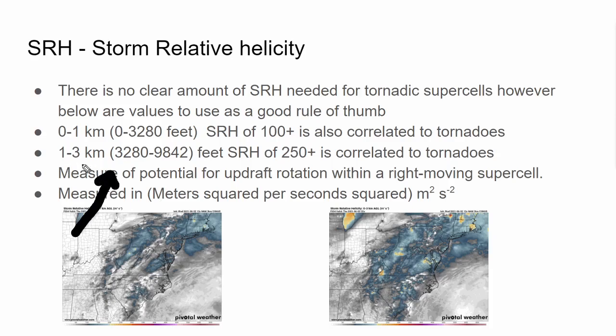For the 1 to 3 kilometer range, which is 3,280 feet all the way up to 9,842 feet, good storm relative helicity values of 250 meters squared per second squared plus is more correlated to tornadoes, and that's higher up in the atmosphere, right? So let's say our 0 kilometers is right here, our 1 is here, and then say this is our 3.